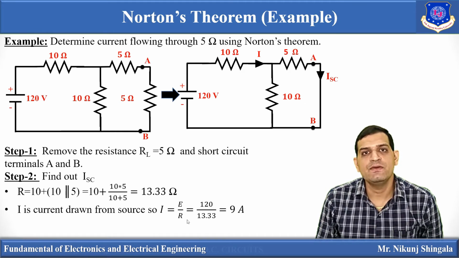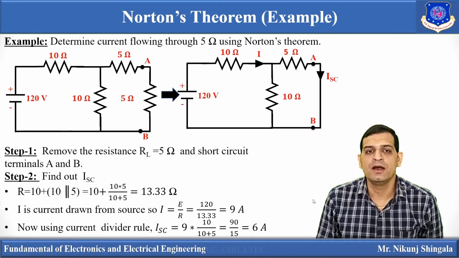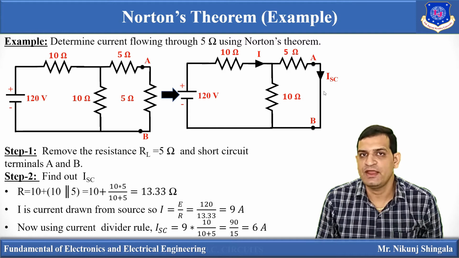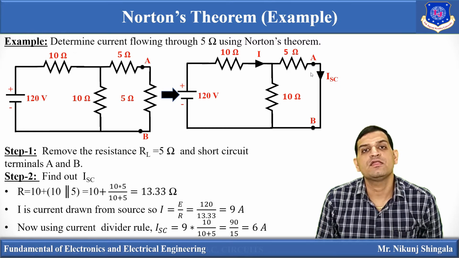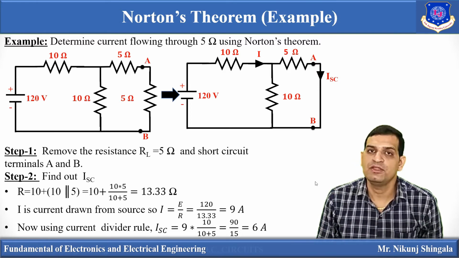So I is equal to E divided by R, that is 120 divided by 13.33, that is 9 ampere. Now using current division rule, we can easily find out the ISC because now we have the value of I. So ISC is equal to I into opposite resistance. Now ISC is flowing from 5 ohm resistance, so opposite resistance becomes 10 ohm. 10 and 5 ohm are in parallel. So ISC is equal to I, that is 9, into opposite resistance 10 divided by 10 plus 5, that is 90 divided by 15, that is 6 ampere. So the value of short circuit current which we are getting is nothing but the 6 ampere.